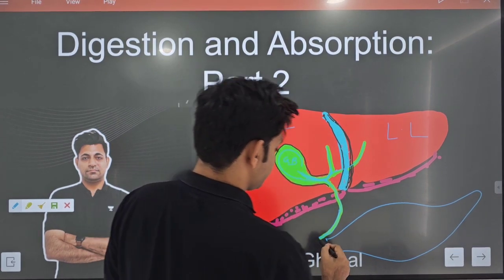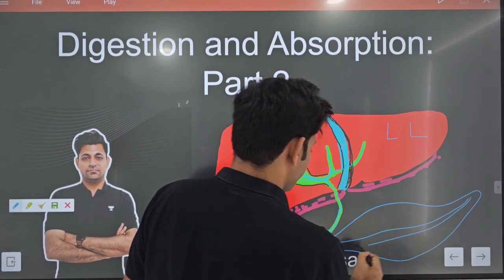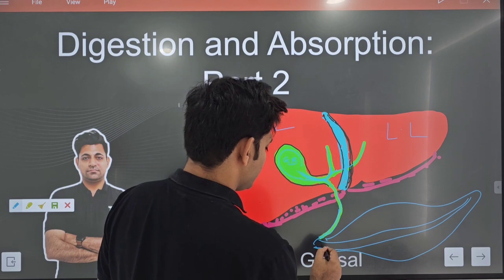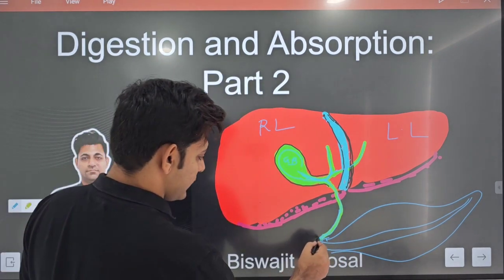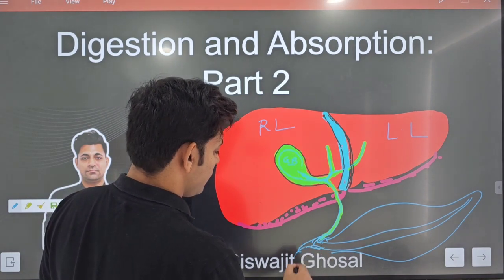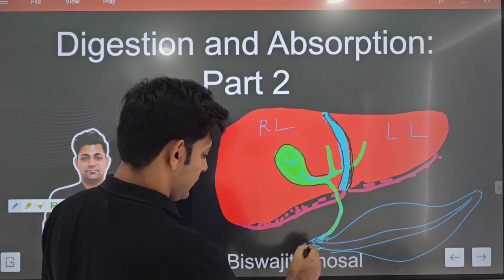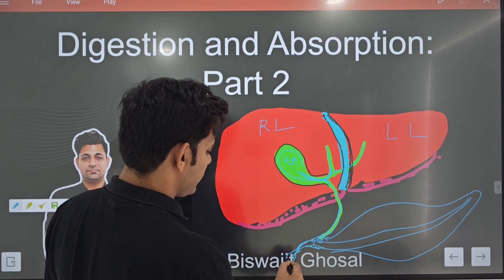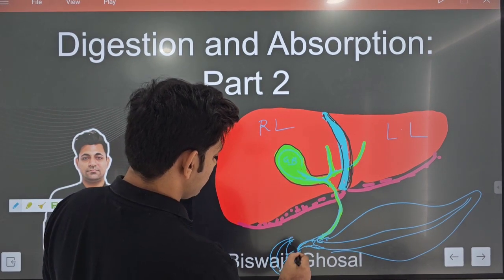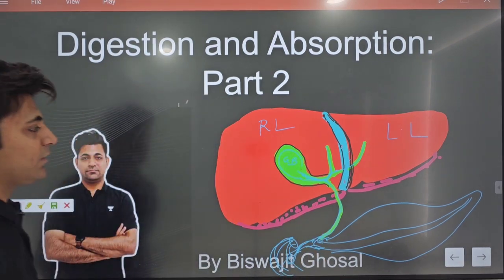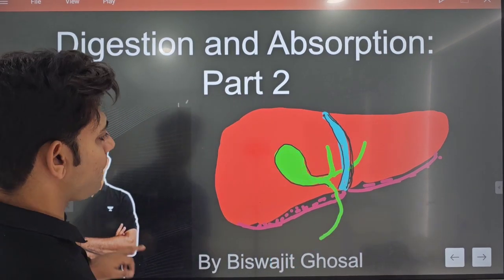This is the pancreas. The primary pancreatic duct will join with the common bile duct, and together they will form the hepatopancreatic duct. The hepatopancreatic duct ultimately opens into the duodenum. Okay, so that was the thing.